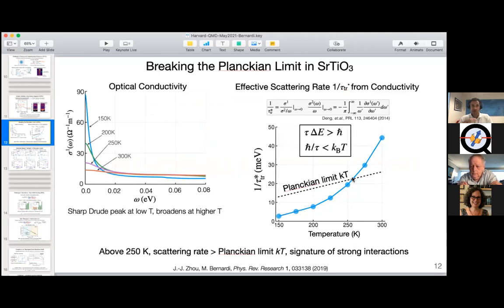It's basically a manifestation of the strong interactions. There is nothing unphysical. It's just that the picture is no longer that it's the particles that are scattering. You could basically view it as a collective motion of the electrons and phonons that now form the polarons.